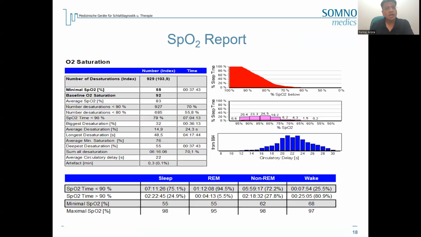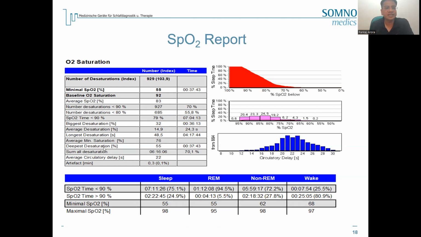Now look at the SpO2 report. Because of the obstructions, the flow of air is not able to go to the lungs, so it will obviously affect the SpO2, the oxygen saturation. So we should know how much oxygen desaturation has happened during the sleep stages.